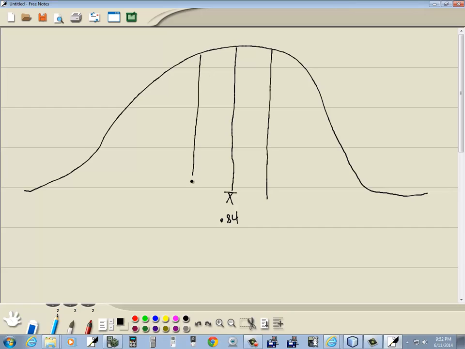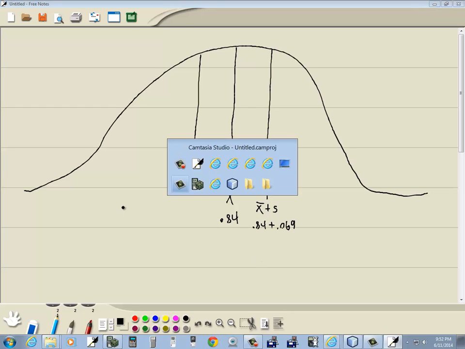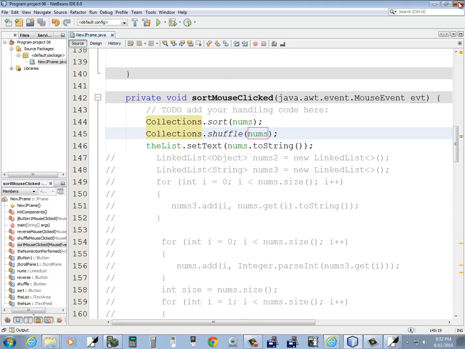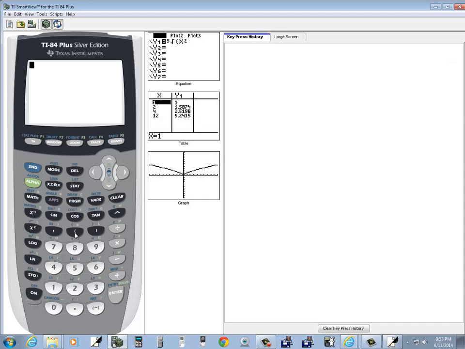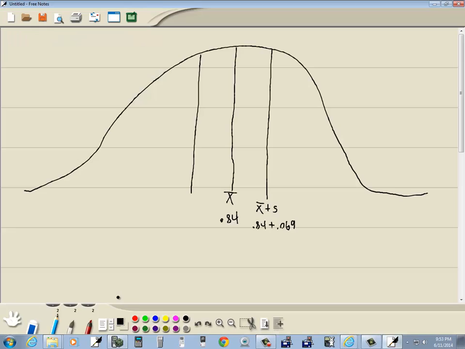Now over here, this is going to be X bar plus 1 standard deviation. This is S. Well, X bar is 0.84 plus the standard deviation we said was 0.069. Let me use a calculator. There we go. 0.84 plus 0.069 is 0.909.